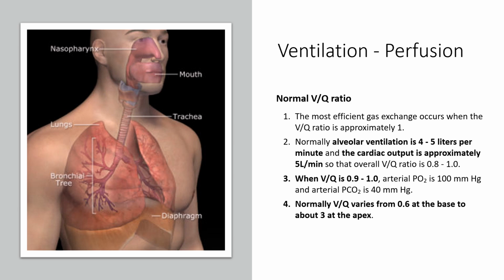When VQ is 0.9 to 1.0, arterial PO2 is 100 millimeters mercury, and arterial PCO2 is 40 millimeters mercury. Normally, the VQ ratio differs from 0.6 at the base to about 3 at the apex.